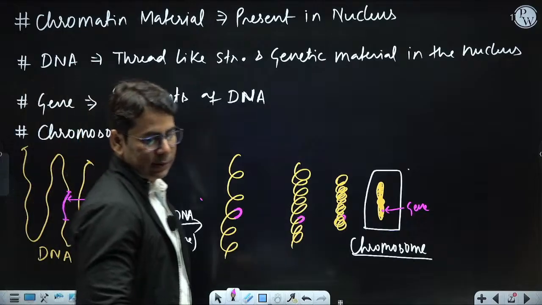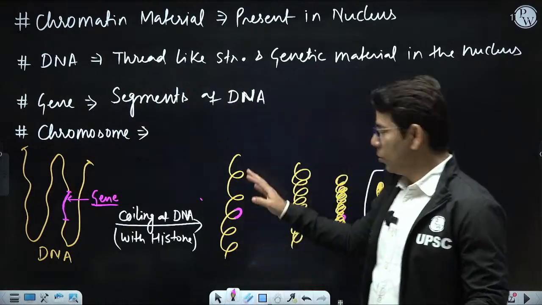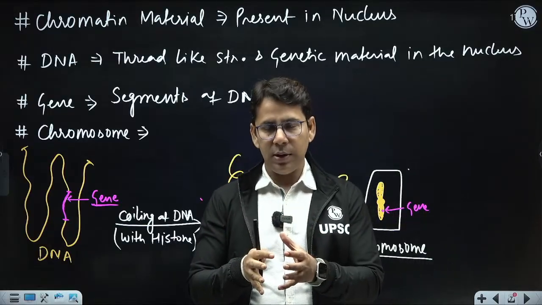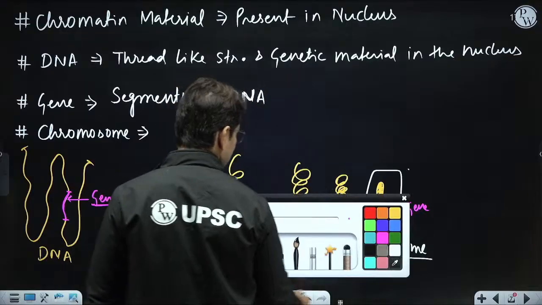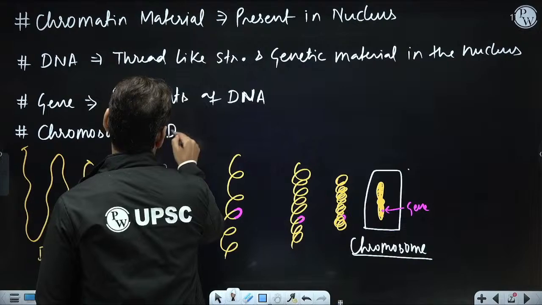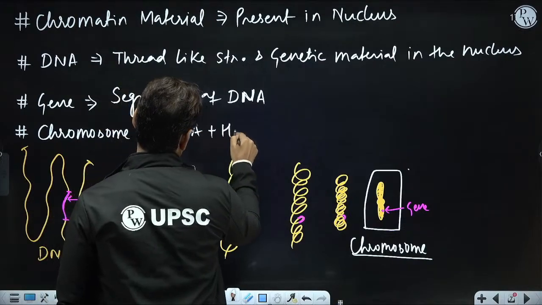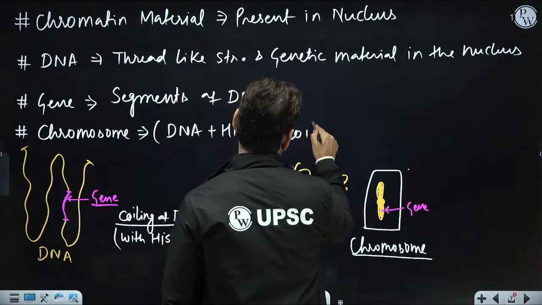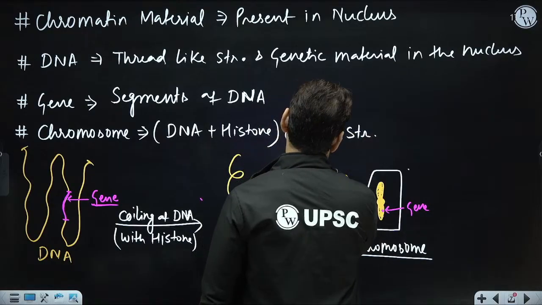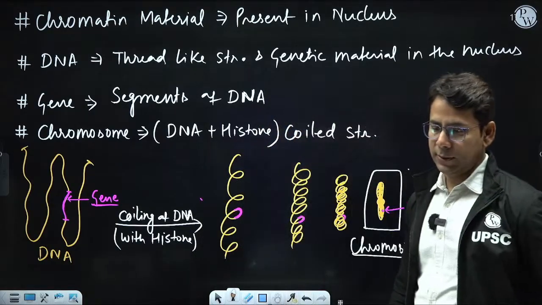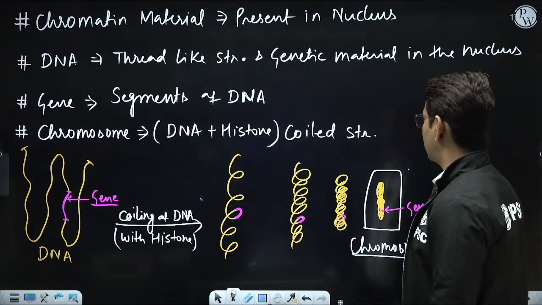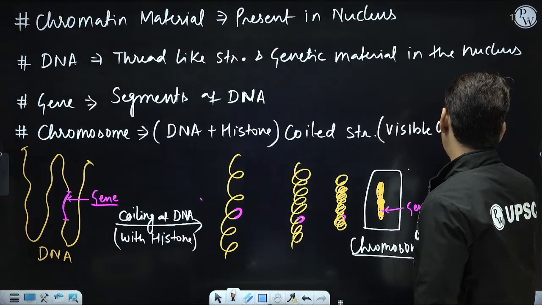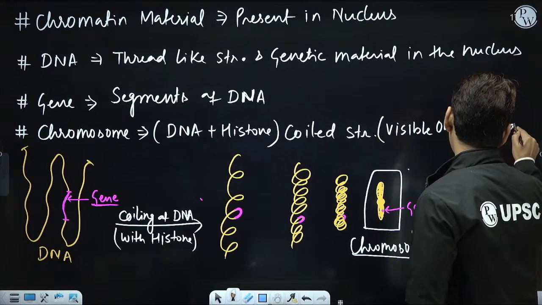Okay, so let's talk about it. Chromosome is what? Chromosome is DNA plus histone protein, a coiled structure. So here we can write: chromosome is DNA plus histone, then coiled structure, and visible only during cell division.